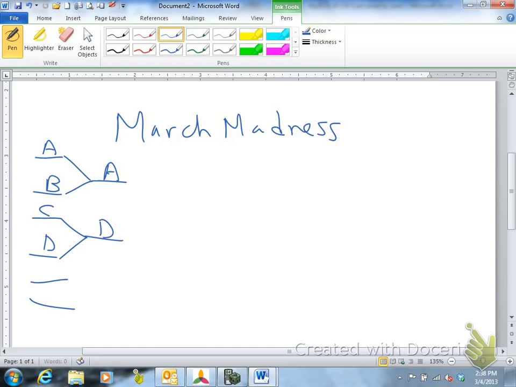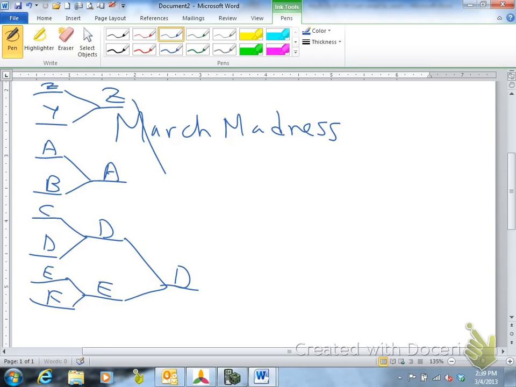And then you have 64 teams. So, A through Z plus a lot more teams. So this might be E versus F, and then E wins. And D wins here. Whoops. Z and Y. Z, there we go. So then Z and A play, and A wins, and then A and D play. So it's a bracket, is what that's called.